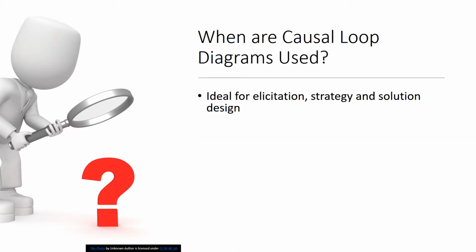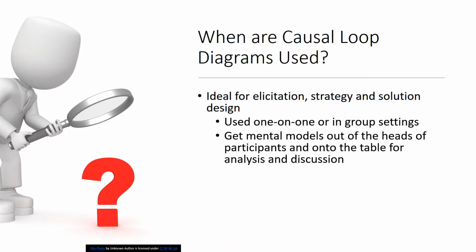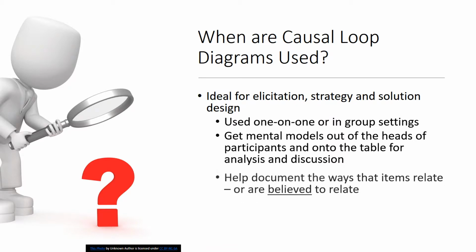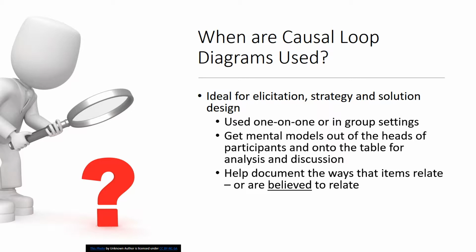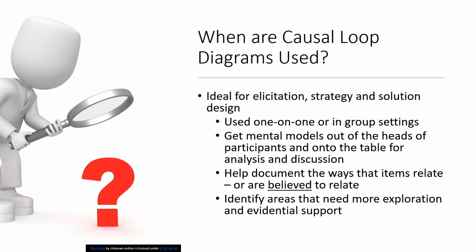When are causal loop diagrams used? As I mentioned earlier, they're ideal for elicitation, strategy, and solution design. They can be used one-on-one or in group settings. They get mental models out of the heads of participants and onto the table for analysis and discussion. And they help document the ways that items relate or are believed to relate. And they identify areas that need more exploration and evidential support.